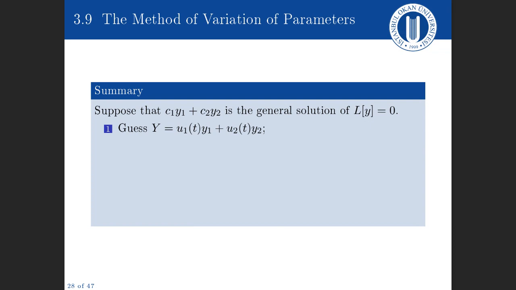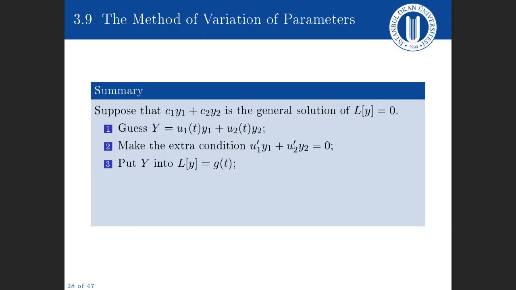We're going to replace the constants by functions. In order to make our calculation a little bit easier, we're going to make an extra condition. And the extra condition is always the same: u1 prime y1 plus u2 prime y2 is equal to 0. We're going to put capital Y into the differential equation, using the extra condition to make our calculation a little bit easier. And we're going to find an equation for u1 prime and u2 prime.